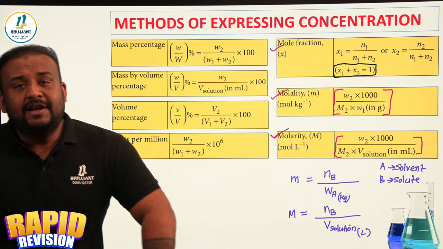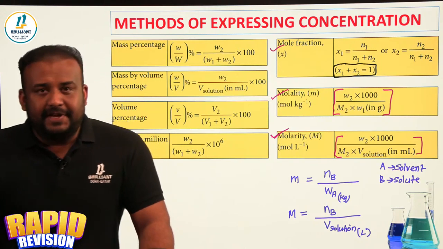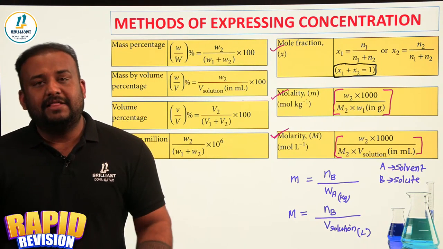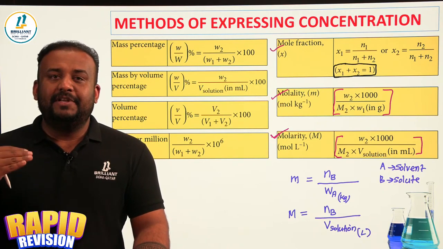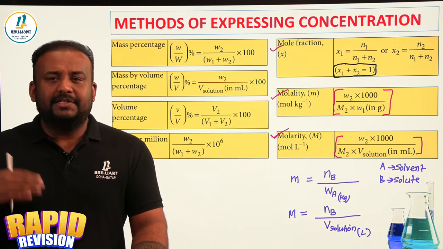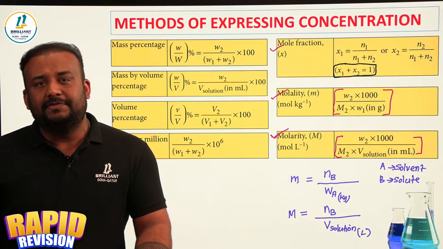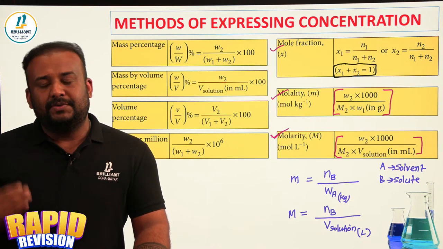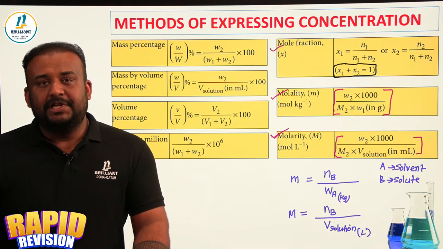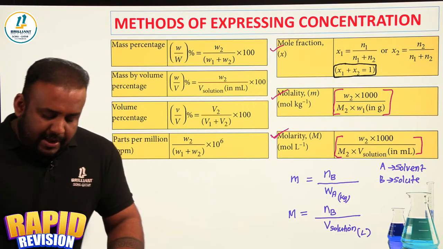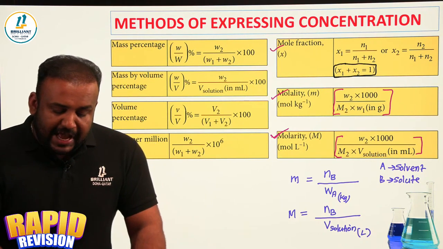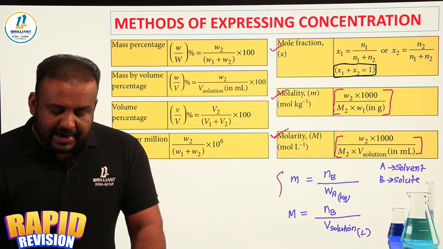Yes, ethylene glycol is used as an antifreeze, because if you add ethylene glycol, it will lower the freezing point or the melting point. So water will freeze at a much lower temperature. This is useful, especially in countries with a very cold climate, so that the water which is used as a coolant in the radiator will not freeze. Right. So molality and molarity, these are the differences.